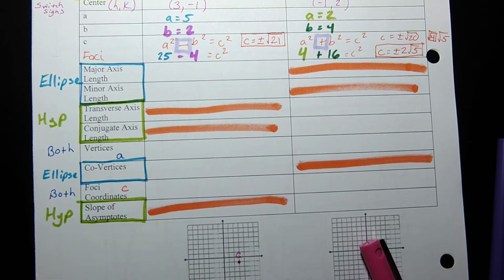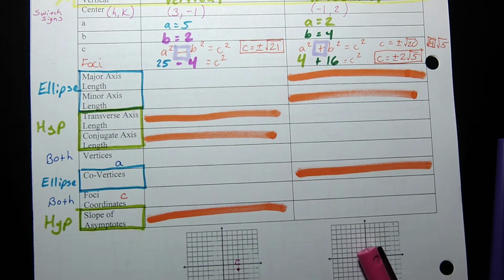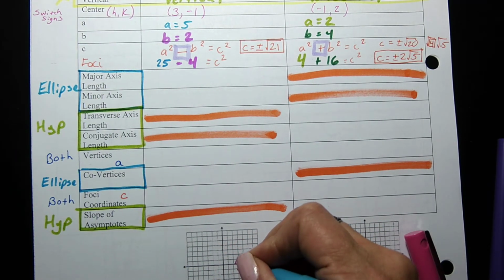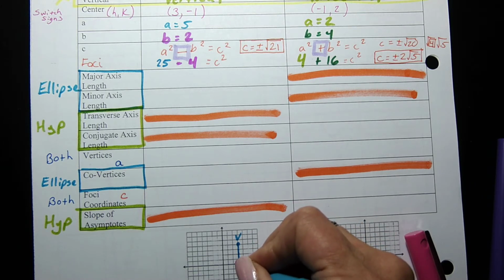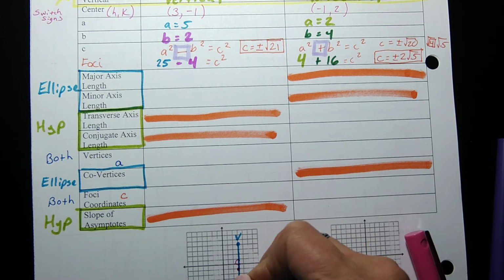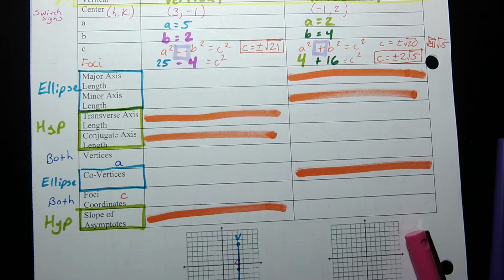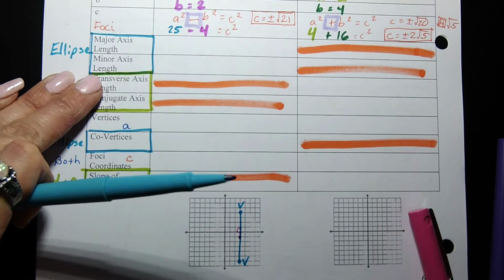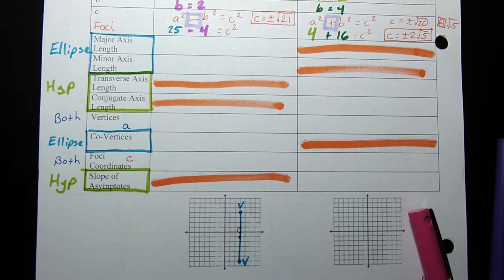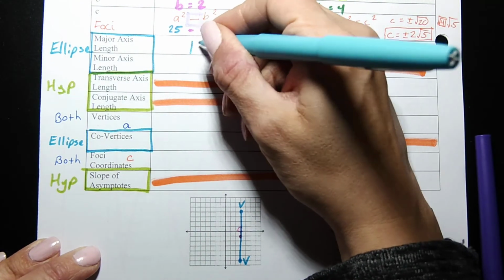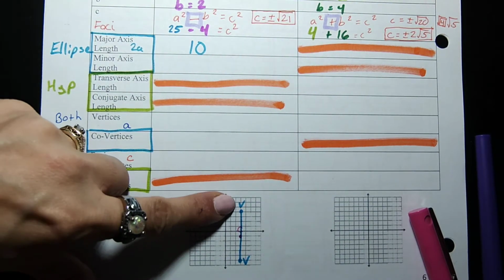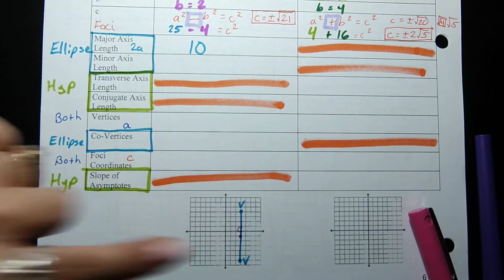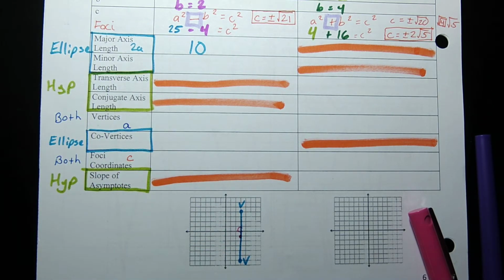So we are going to move A units up from the center. 1, 2, 3, 4, 5. And then A units down from the center. 1, 2, 3, 4, 5. And those are our vertex points, giving me a major axis length of what? 10. Your major axis length will always be 2 times the A value, because if it's 5 units from here to the center, 5 units from the center to the other vertex, that gives you a grand total of 10.